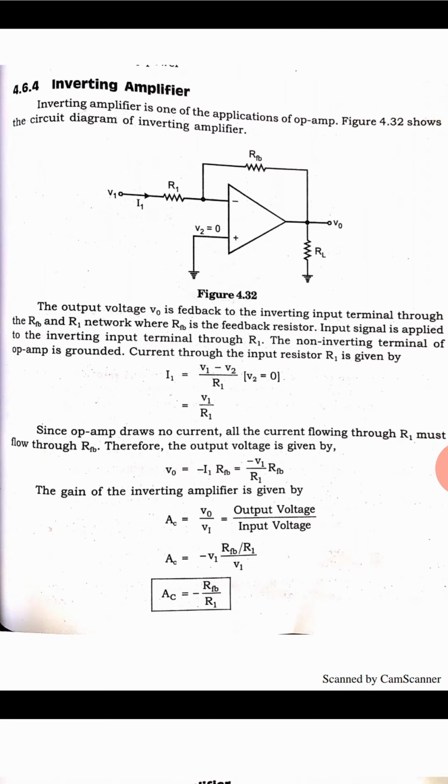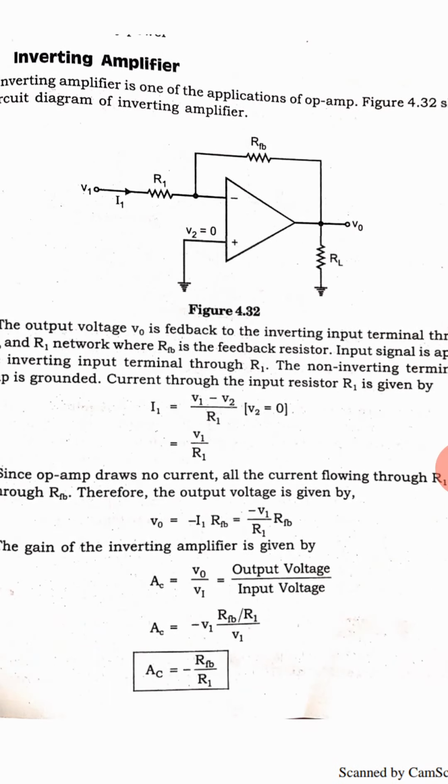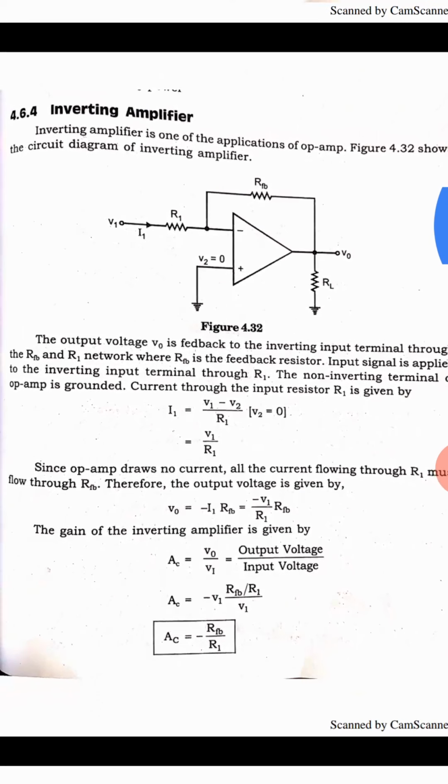In the inverting amplifier, we give the input at the negative terminal, that means V1 through R1. RF is the feedback resistance. The output V0 is fed back to the input terminal. V2 is grounded. So when V2 is grounded, the junction of R1 and RF is also at the same potential, V2 equal to 0. It is a very important thing you have to understand. I am repeating: V2 is grounded, so the potential at the joining node of R1 and RF is also 0.